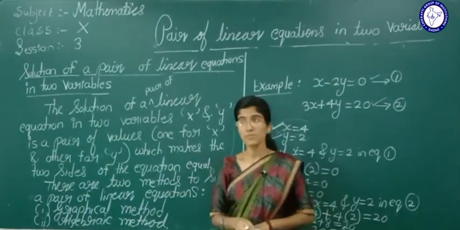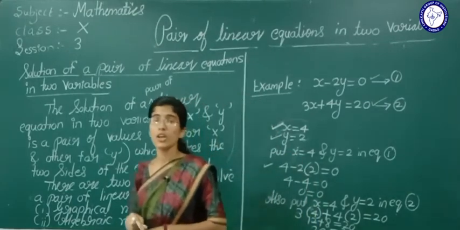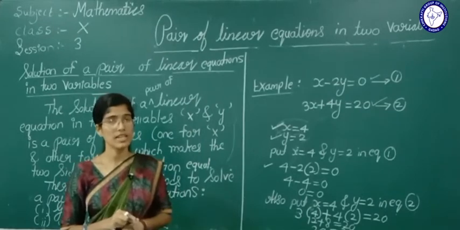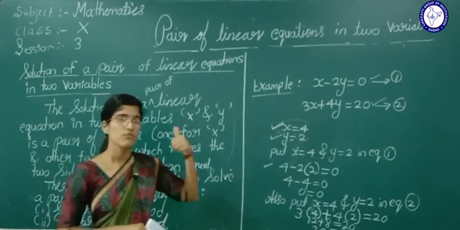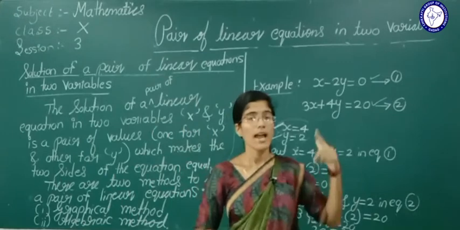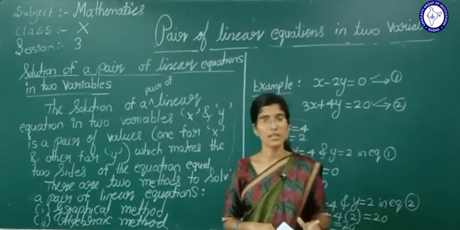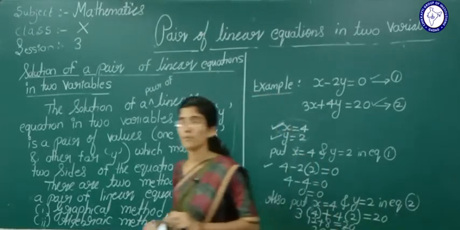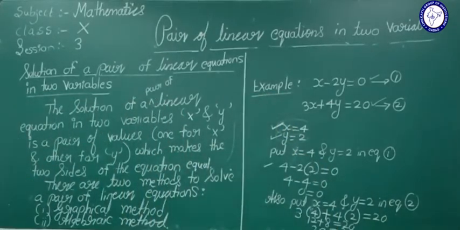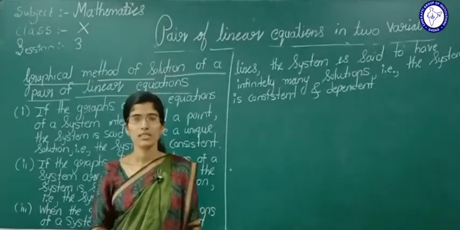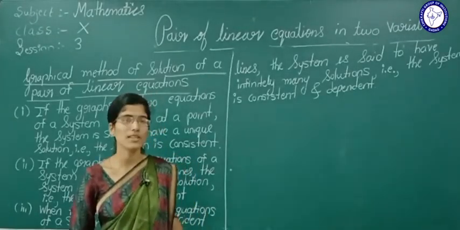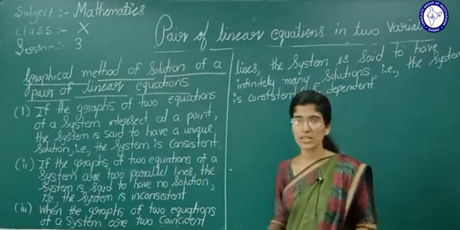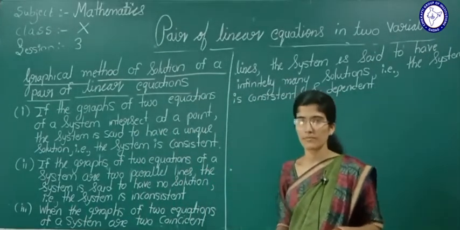In your course there are two methods to find the solution of a pair of linear equations. The first method is the graphical method and one more method is the algebraic method. In today's class we are going to see the graphical method. I told that there are two methods for the solution of a pair of linear equations: one is graphical method and one is algebraic method.